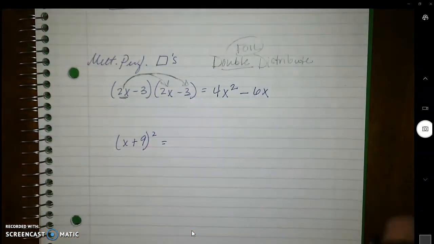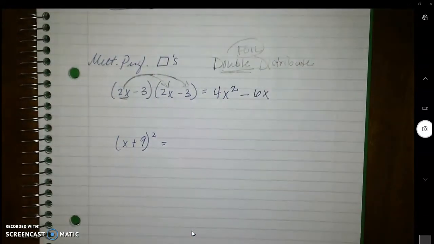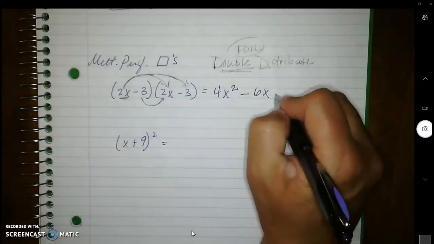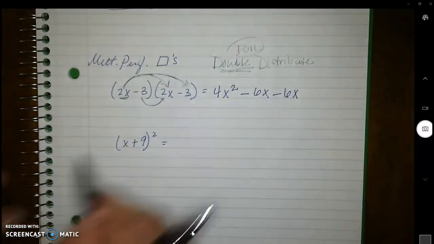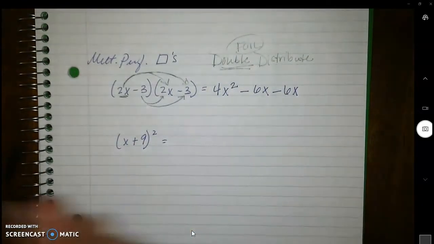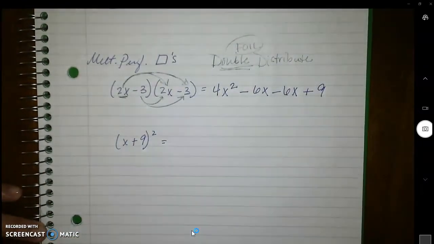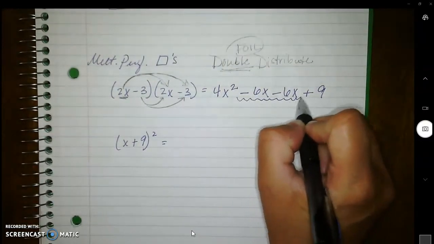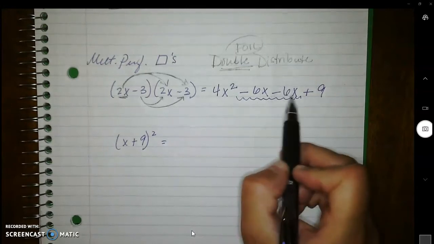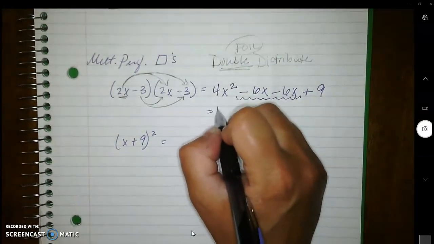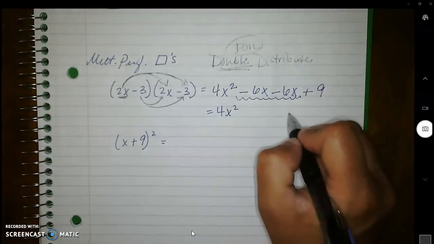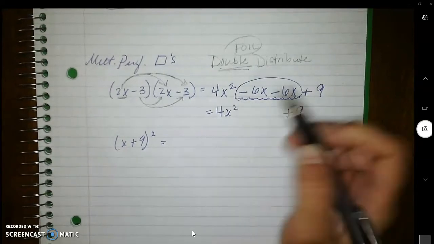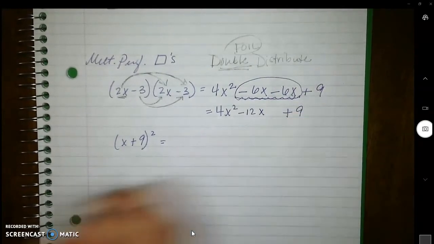And then we're going to distribute again. Here comes the double distributing part. So negative 3 times 2x is going to be a negative 6x. And then negative 3 times negative 3, you know, is positive 9, okay? When you're done, the only thing you have left to do is combine these two middle guys because they're like terms. And so your final answer is 4x squared, there's a plus 9 at the end, and then negative 6x minus 6x becomes a negative 12x, okay?